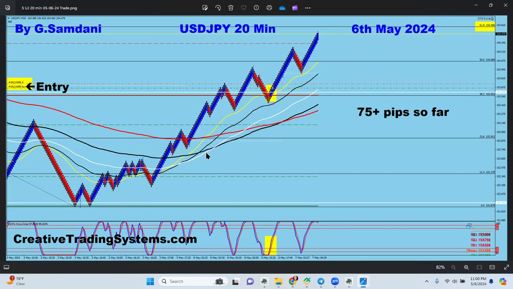You can see I was expecting long. Long will only come when the yellow is above the black, and it turns here. So this wasn't a long entry from the 20. This wasn't, because the yellow line was not touched. And this one finally was a beautiful long entry, and it produced so far. I just closed it for 75 pips.